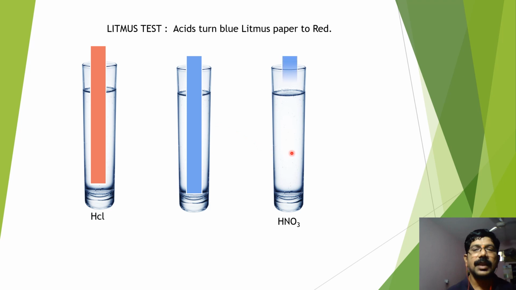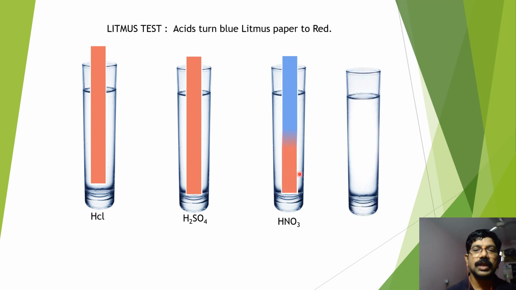I have taken nitric acid. I inserted blue litmus paper. This blue litmus paper changes to red color. You observe the change in the color. Here also, the blue litmus paper changes to red color. So acids turn the blue litmus paper to red.